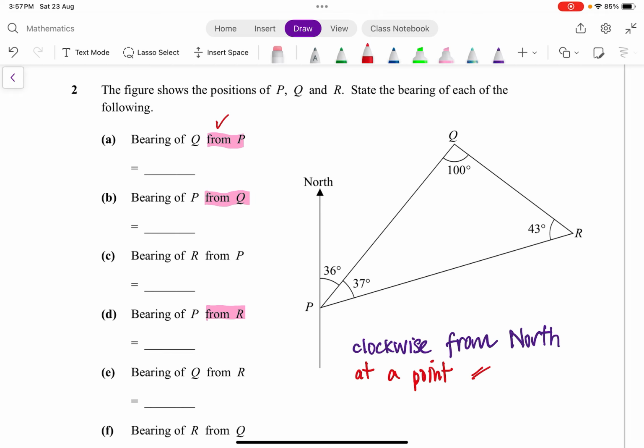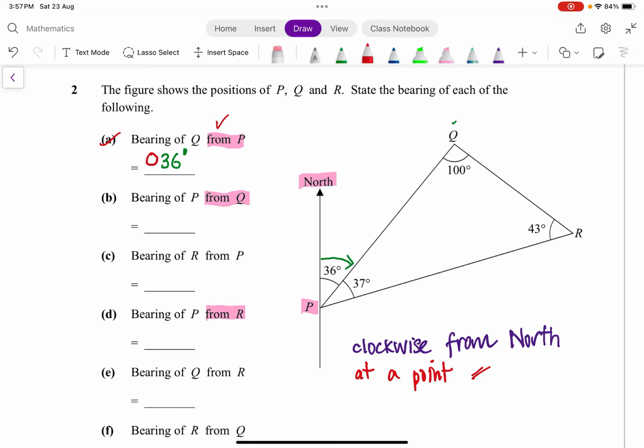So let's look at part A. Part A says, find the bearing of Q from P. In this case, it is still pretty easy. I'll take a look at the north line from P. So where is the bearing? Q is here, so the bearing is from the north line till the line joining point Q and P. In this case, it is still very direct, so it is 36 degrees. But again, because bearing is written as 3-digit, I have to add a 0 in front. So part A is done.